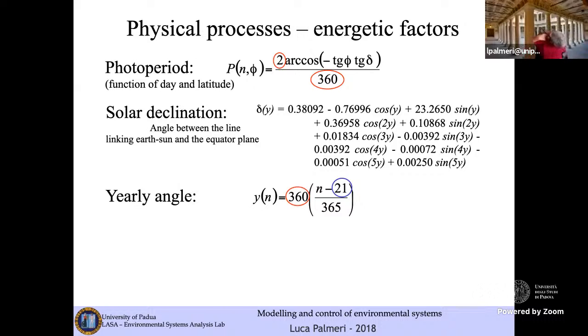Then, I think we stop here now, and we will start back next week by describing the models that we may employ to describe the effect of solar radiation on the surface of the Earth. And we will see that the effect of solar radiation depends on the photoperiod, so which day of the year and which part of the year we are looking at, and on the yearly angle and the solar declination. We'll see in detail with models next week.